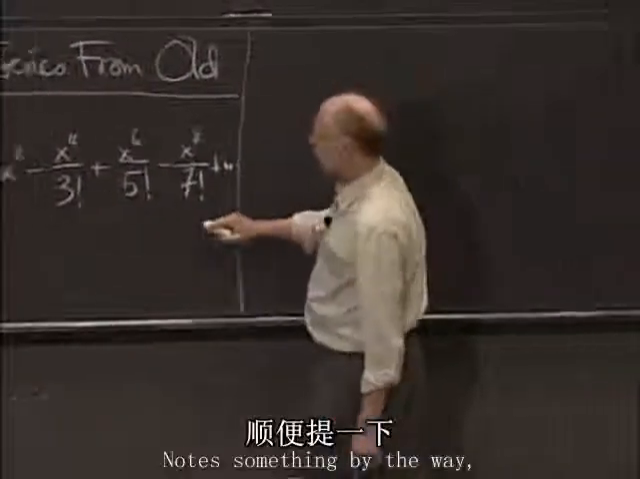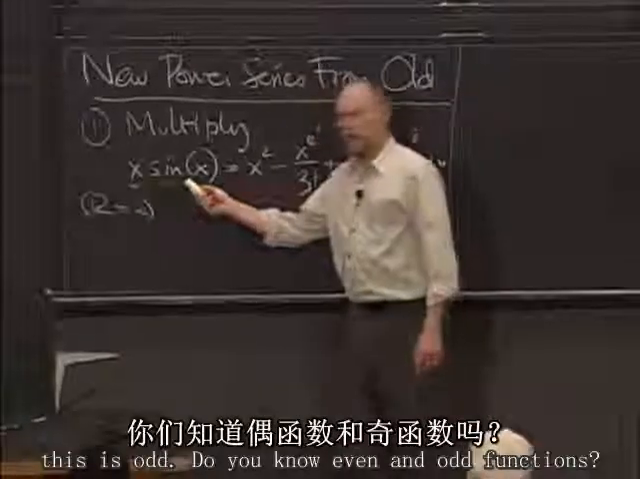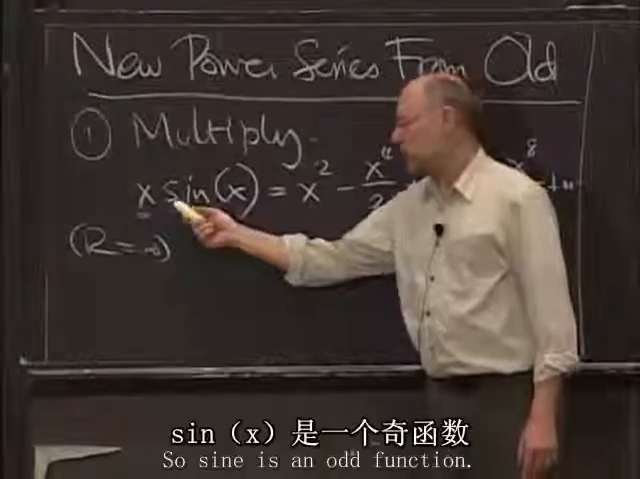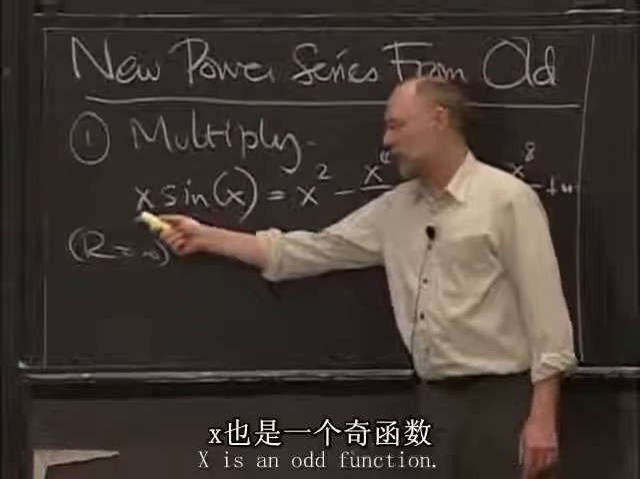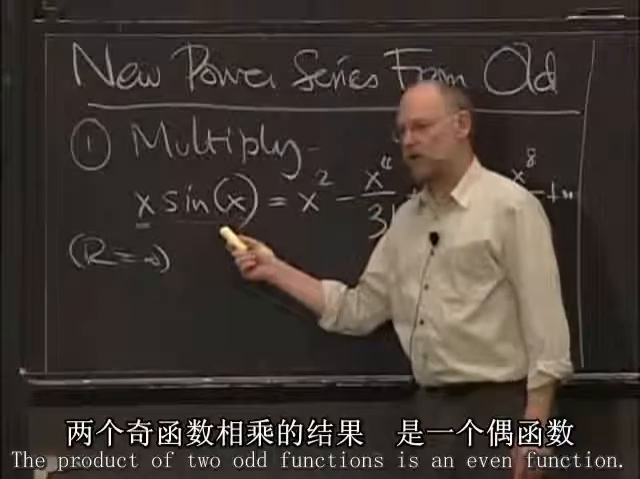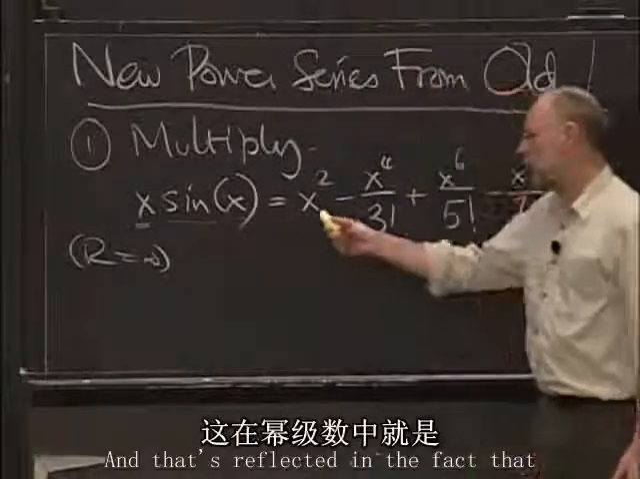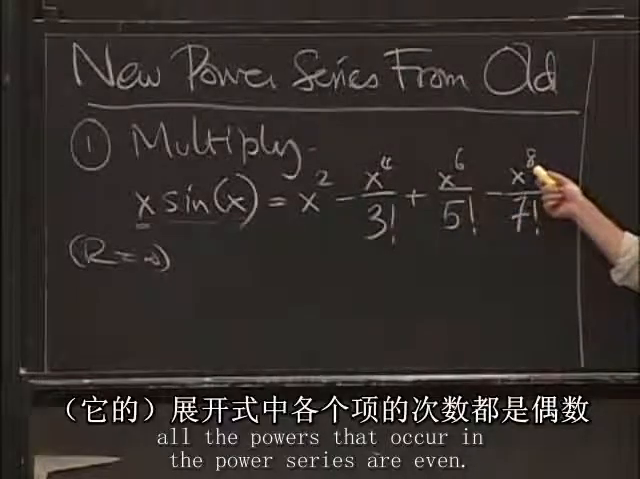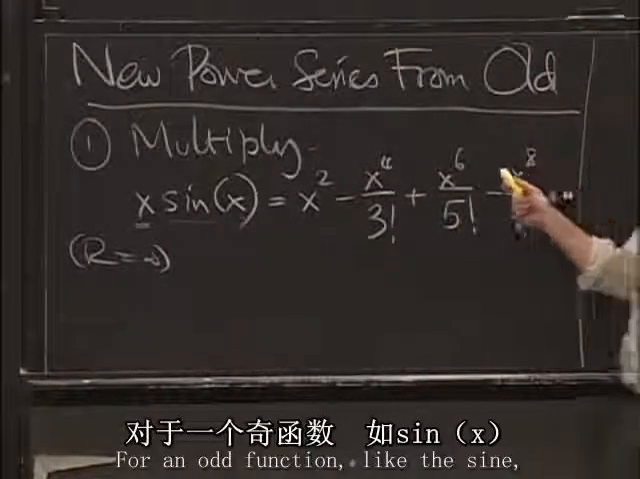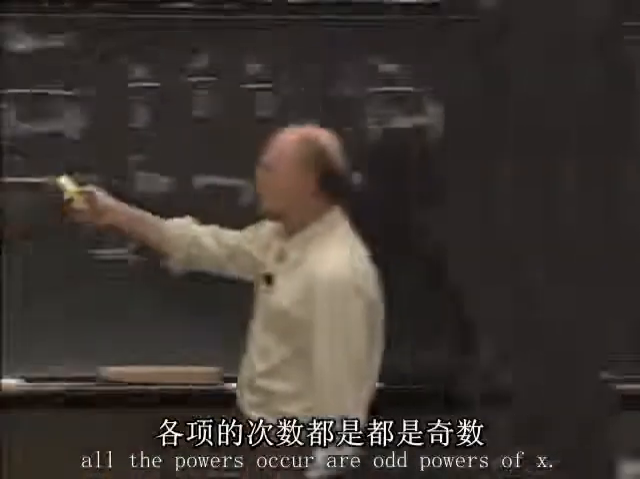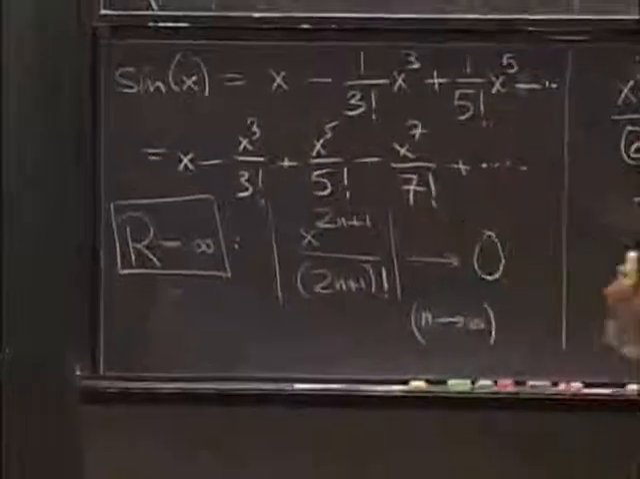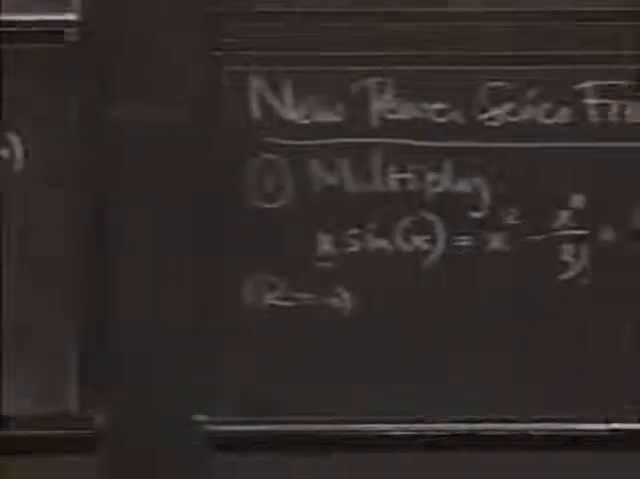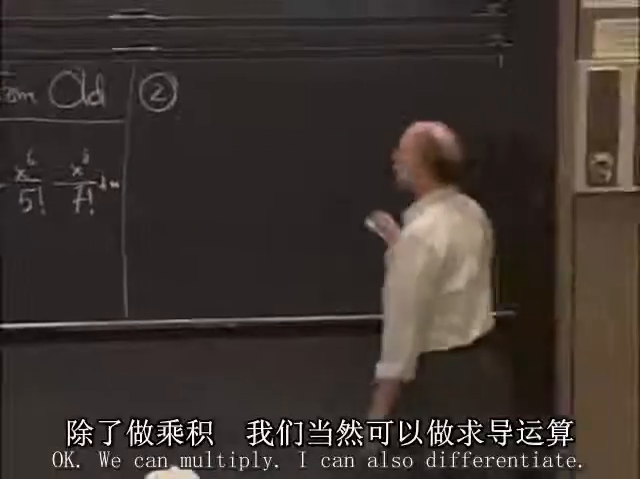Notice something, by the way. Do you know about even and odd functions? So sine is an odd function. X is an odd function. The product of two odd functions is an even function. And that's reflected in the fact that all the powers that occur in the power series are even. For an odd function like the sine, all the powers that occur are odd powers of x. That's always true. Okay, we can multiply. I can also differentiate.